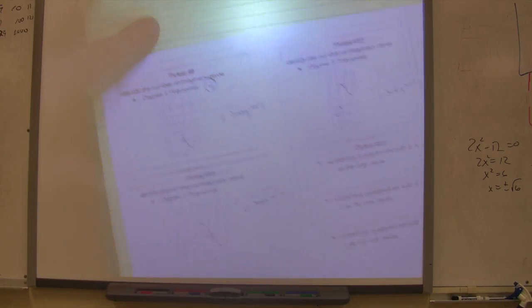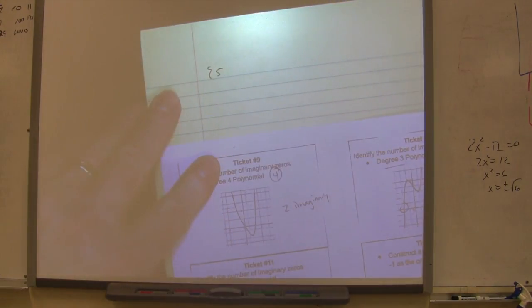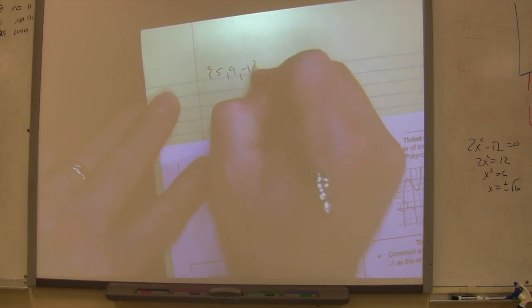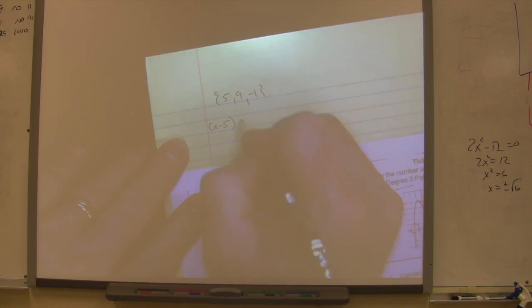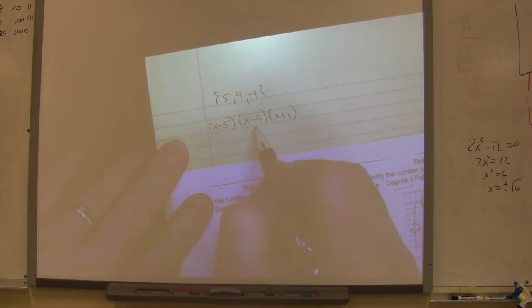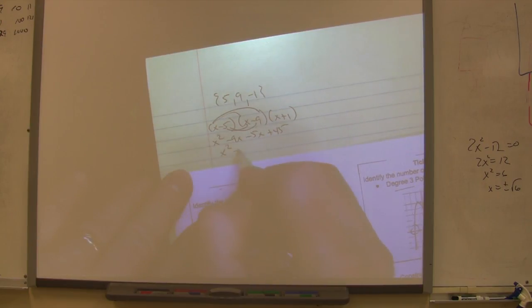So I'm going to do this here so I have more room. We know we have zeros at 5, 9, and -1. So remember, if 5 is my answer, I had a factor of x minus 5. And therefore, if I have 9, I have x minus 9. If I have -1, I have x plus 1. So I have to multiply this together first. So x times x is x squared, minus 9x, minus 5x, plus 45. I'm going to add my like terms.